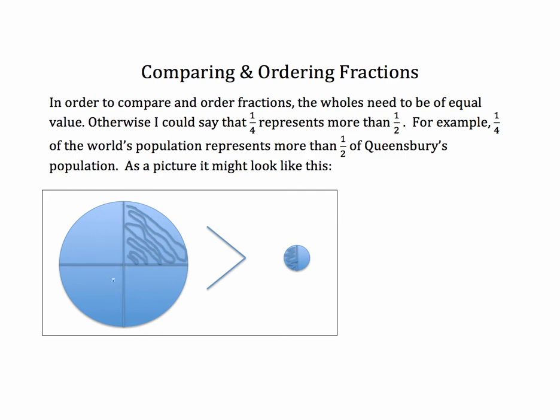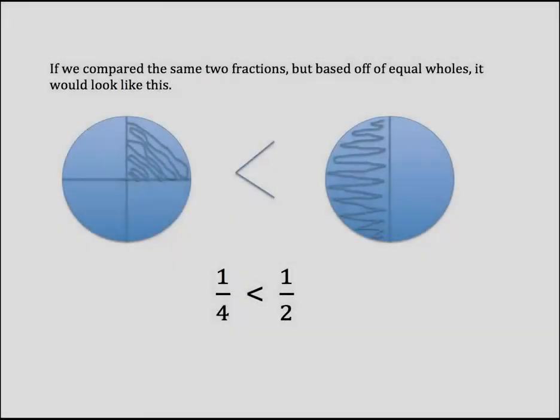So when we want to compare and order fractions, we want to make sure that our wholes are the same size. So if we compare the same two fractions but based off of equal wholes, it would look like this. We'd have 1/4 over here shaded in, 1/2 here shaded in, and because the wholes are the same size, we can compare these fractions and we can see that 1/4 is less than or smaller than 1/2.